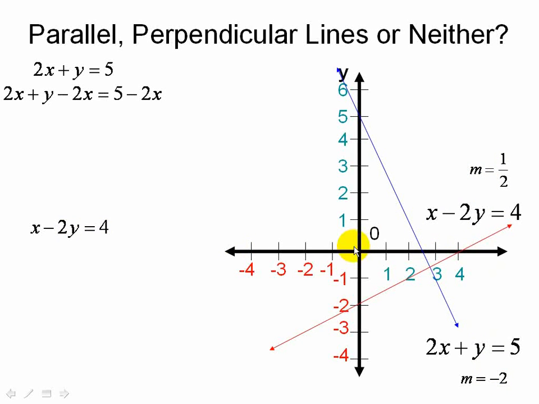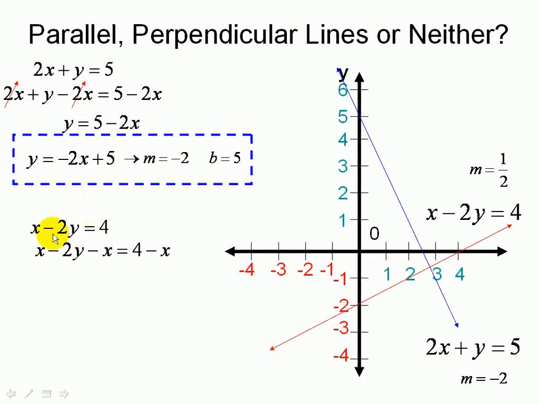But let's go through the algebra associated with these lines. 2x plus y equals 5. Again, we want to isolate y so we can have it in slope-intercept form. 2x plus y minus 2x on the left side equals 5 minus 2x on the right side. We see that the 2x's cancel, leaving y equals 5 minus 2x. And now we have y equal negative 2x plus 5. So we have a slope of negative 2 and a y-intercept of 5.